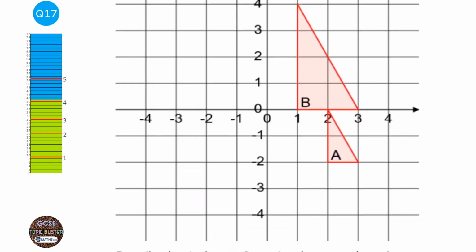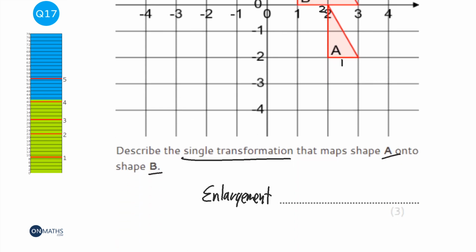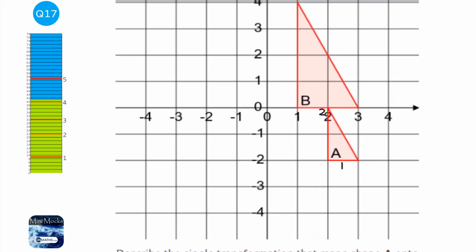With enlargement, I need to work out what the scale factor is. So if I have a look at the bottom, that's 1 square across on A, and it becomes 2 squares across on B. So what do I times 1 by to get to 2? Or I could do 2 divided by 1. So the 1 on the second shape divided by the 1 on the first shape. 2 divided by 1 is 2. So we know that the scale factor is 2.